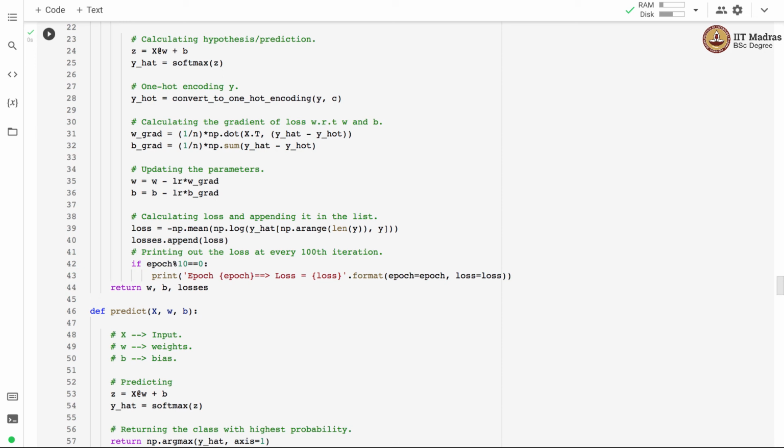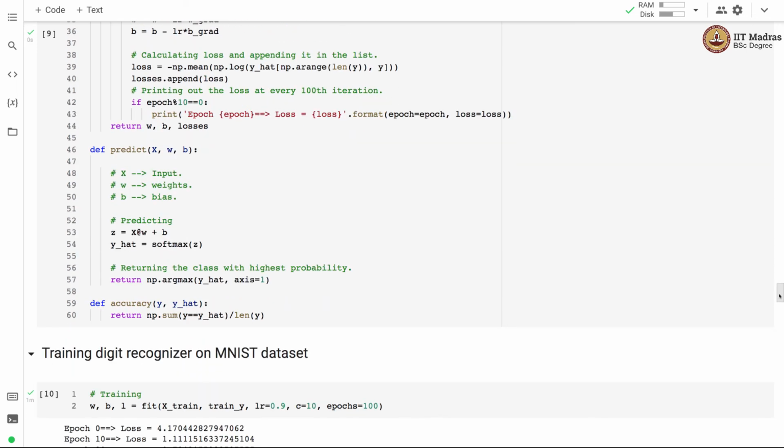We calculate W as the current value of W minus learning rate times the gradient of the loss with respect to W, and B is updated to B minus learning rate times the gradient of loss with respect to B. Then we calculate loss and append it to the list so that we can plot the learning curve later. The prediction is straightforward. We perform the linear combination followed by softmax nonlinear activation, and then we return the class with the highest value of the softmax activation.